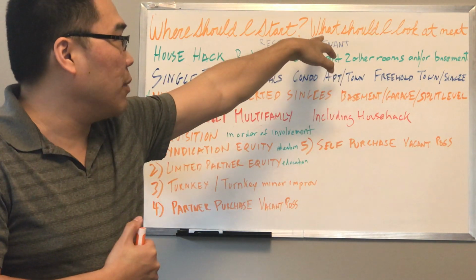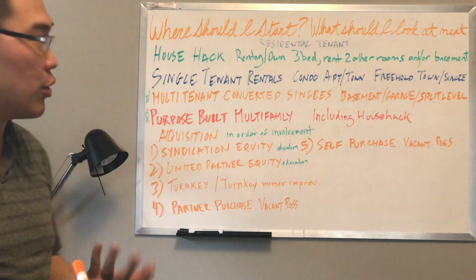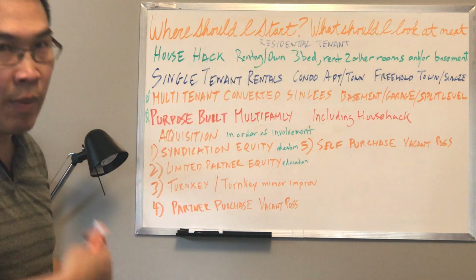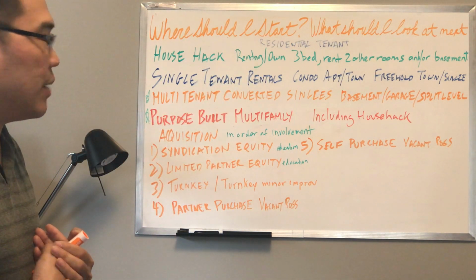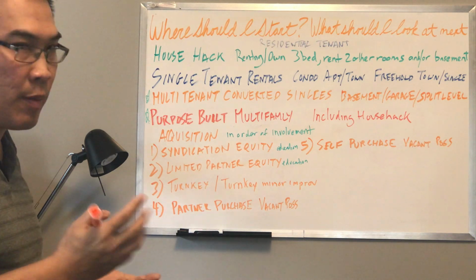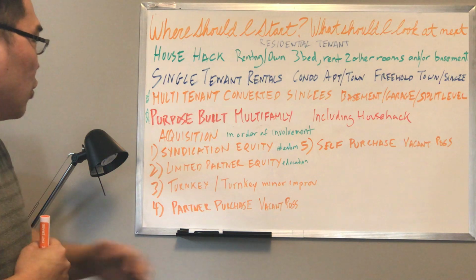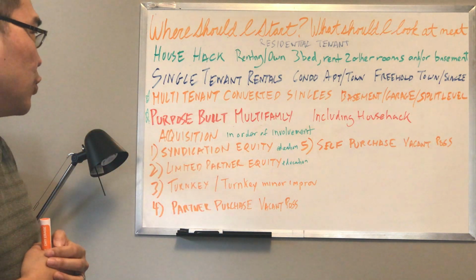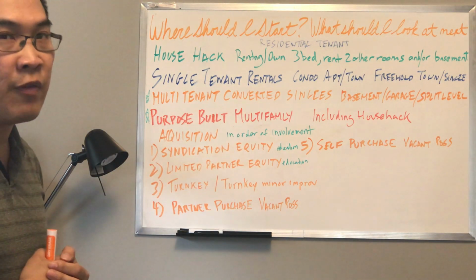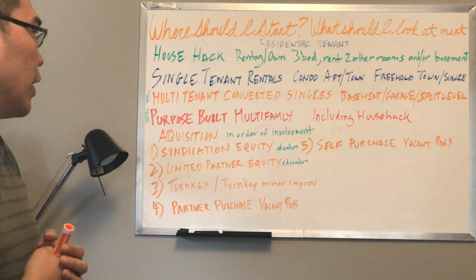I have a next segment about where you should look next, which is more commercial, meaning more than 6 units. That's what I mean by commercial. I'm also going to break down the ways you acquire these properties, in the order of involvement of the landlord, how much time they have to put into it, right?